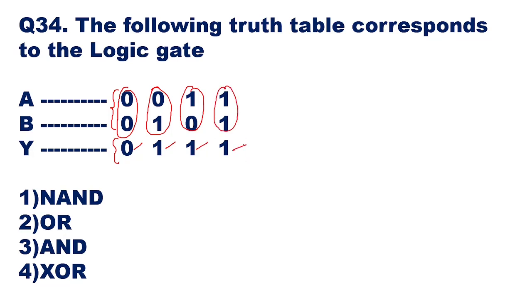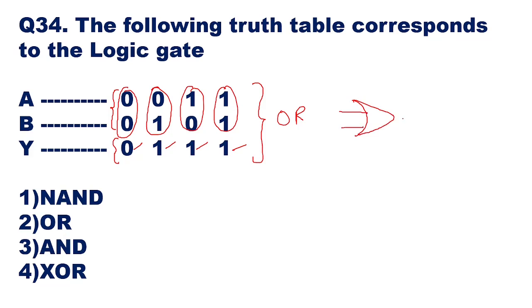So here we see that if any one of the inputs is high, or if both the inputs are high, the output is high. And the output is low only when both the inputs are low. Now this description goes with the OR gate. So this description is for the OR gate. You can see the symbol of the OR gate. It will be somewhat like this.